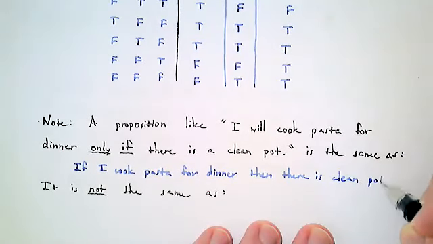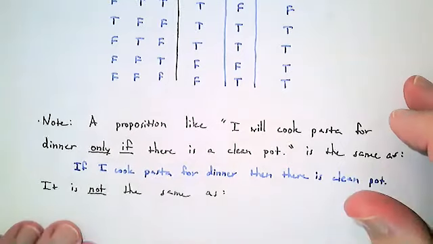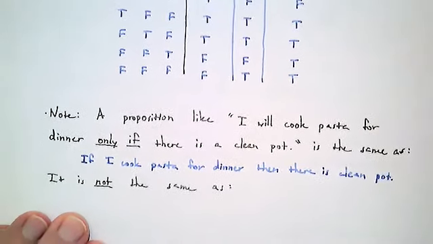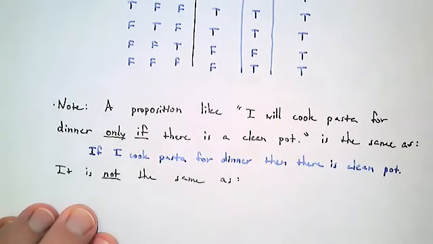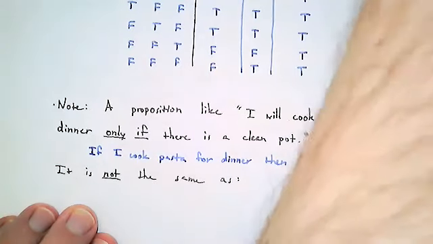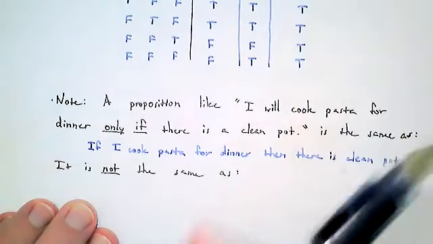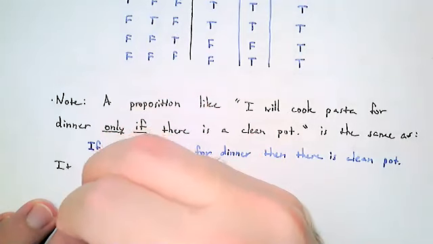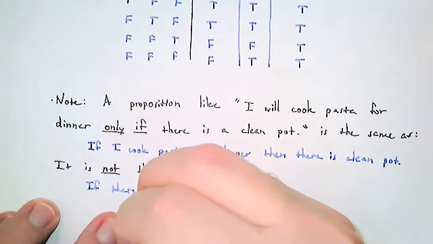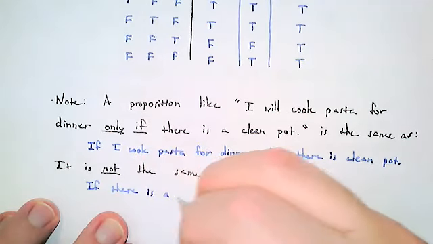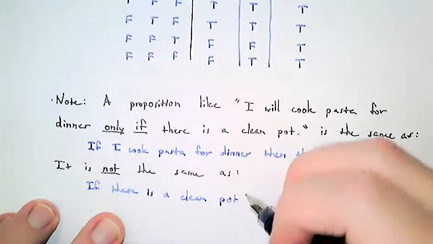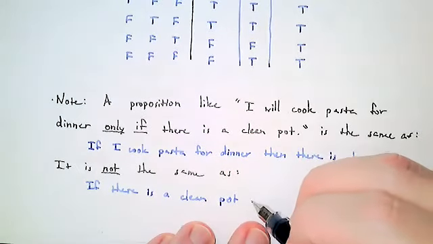And it might not be totally obvious why that's the same, so let me clear it up by writing the opposite. So if I switch the order, because it looks like the if switched positions, if I switch the order of the sentence, then it would look like this. If there's a clean pot, then I will cook pasta.